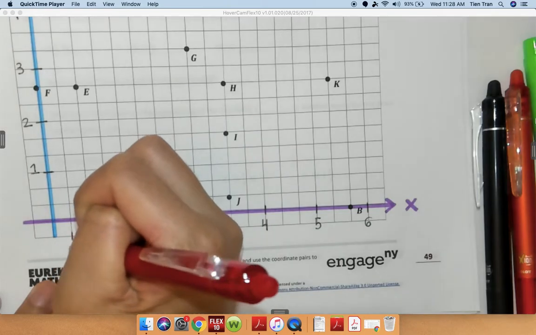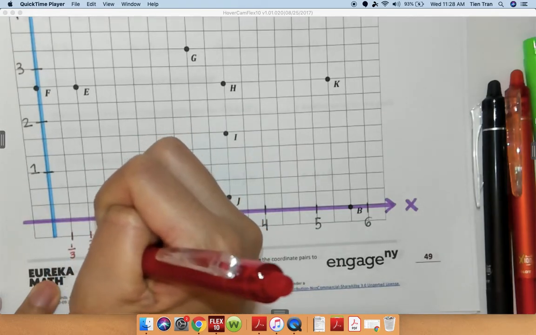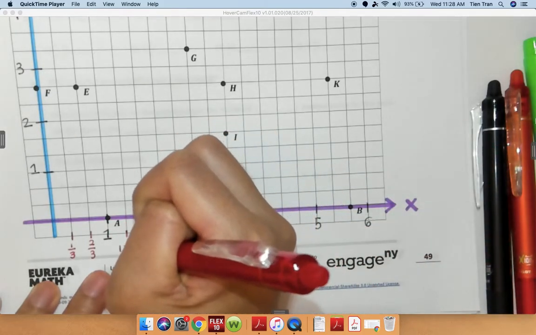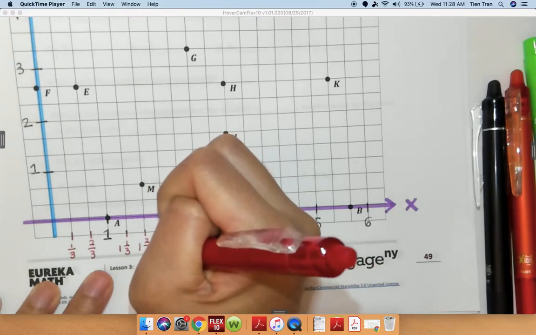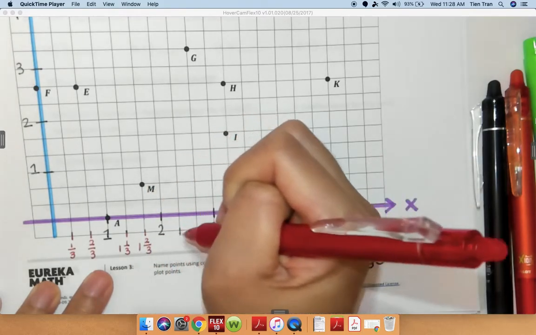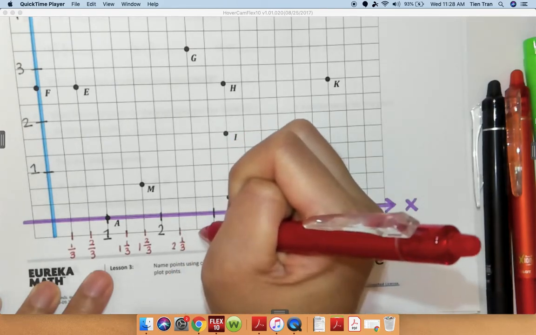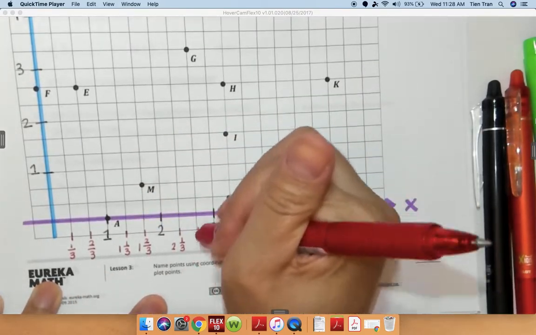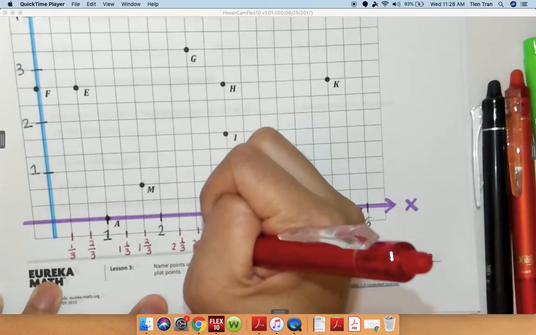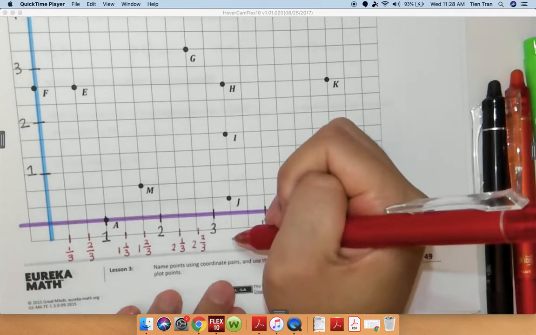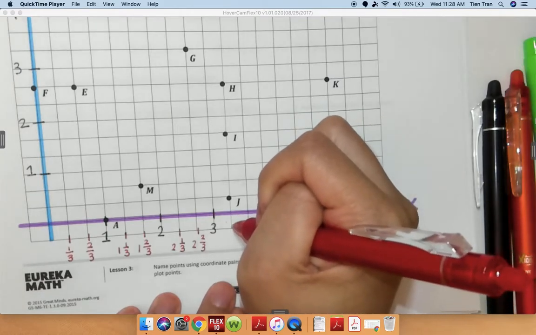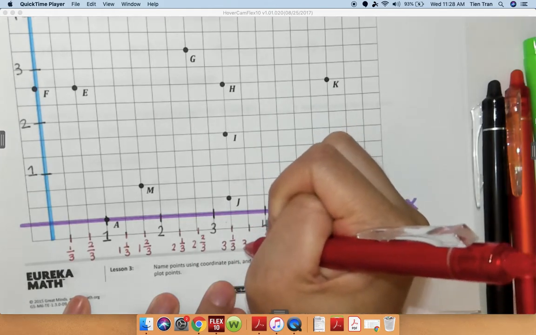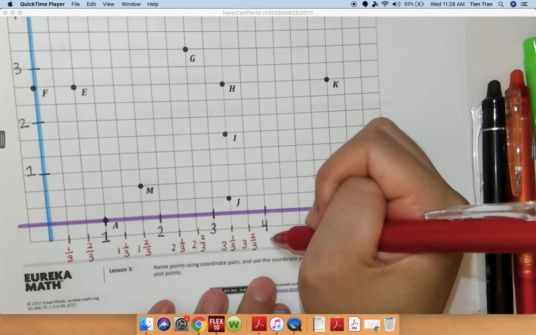So this one is 1/3, 2/3, and this one would be 3/3. Same thing here. This is 1 and 1/3, 1 and 2/3. This would be 3/3, that's fine. This one is 2 and 1/3, 2 and 2/3, and this is 2 and 3/3 or 3. Right here we have 3 and 1/3, 3 and 2/3. This is 3 and 3/3 or 4.